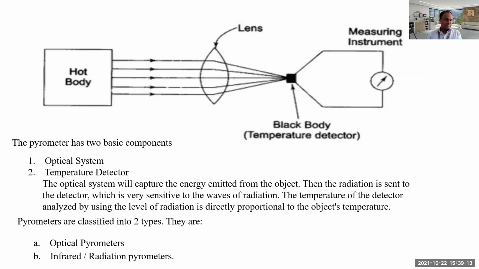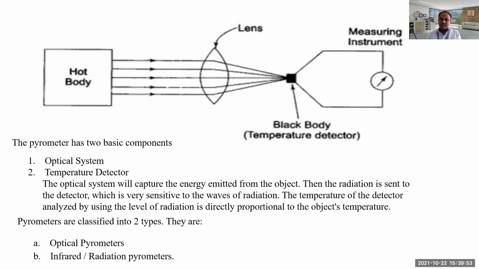Now pyrometer, the next topic is pyrometer. Now what is pyrometry? It is an optical system which will detect the temperature of a hot body with the help of the rays and lens. So in this optical system, we can see here the optical lens is there, and this is the measuring instrument. This black body temperature detector is there. So with the help of the radiations from the hot body, we can calculate the actual temperature of this object. And this has been used in the COVID situation for the last 1.5 years.